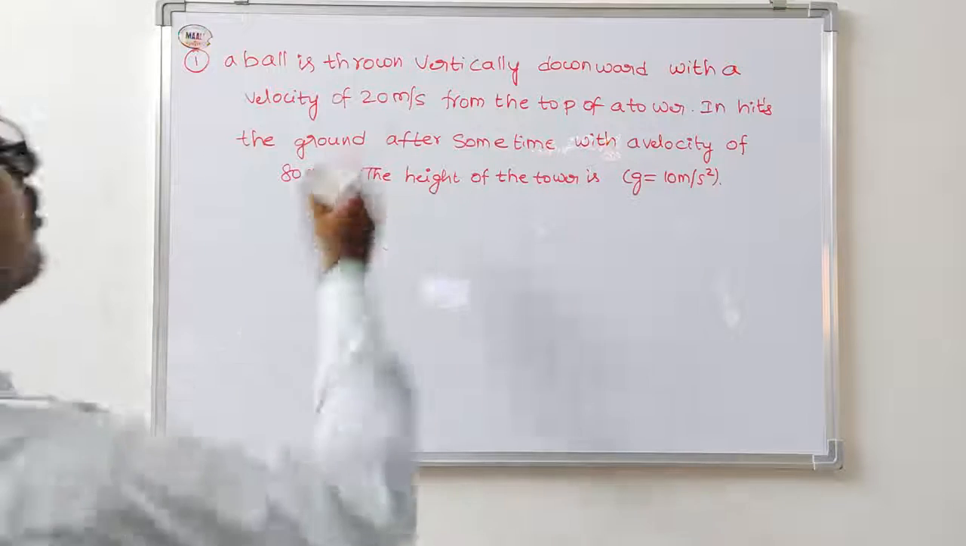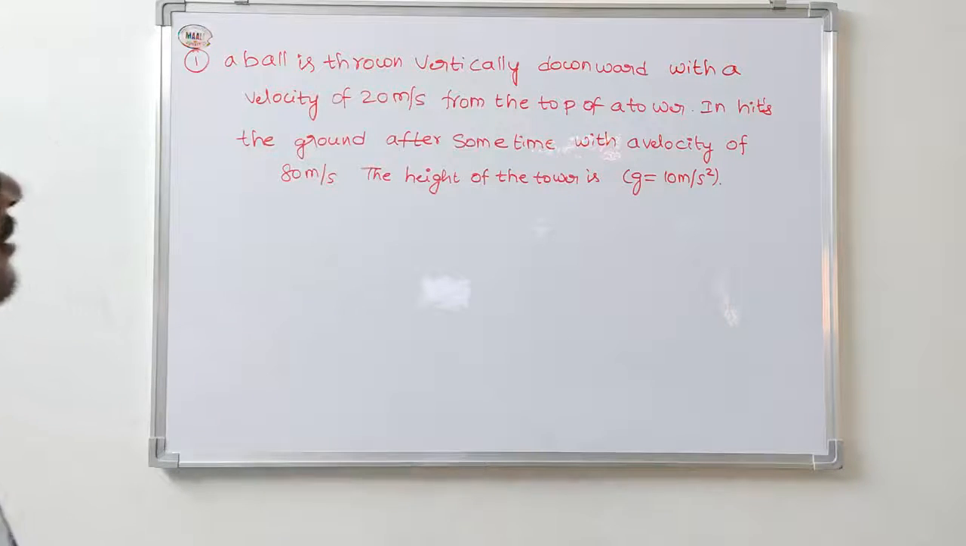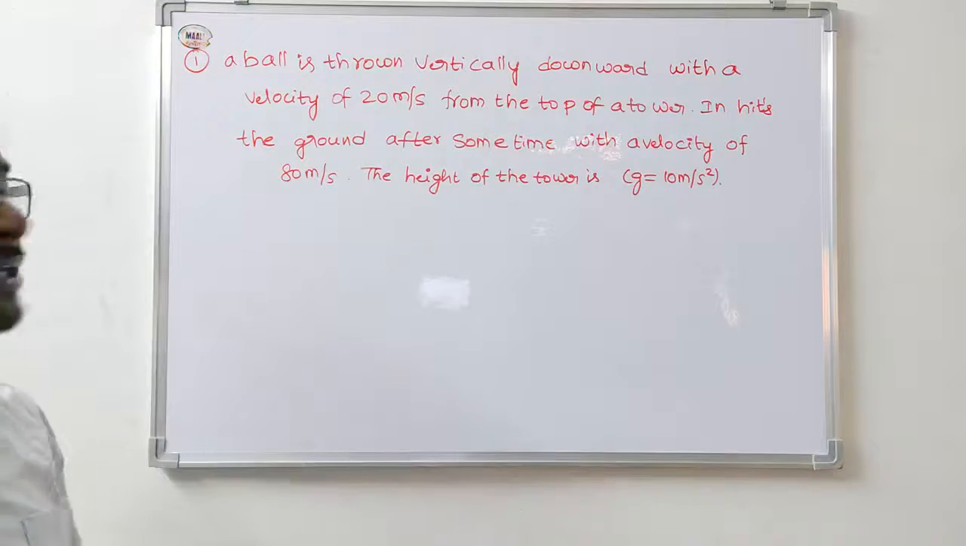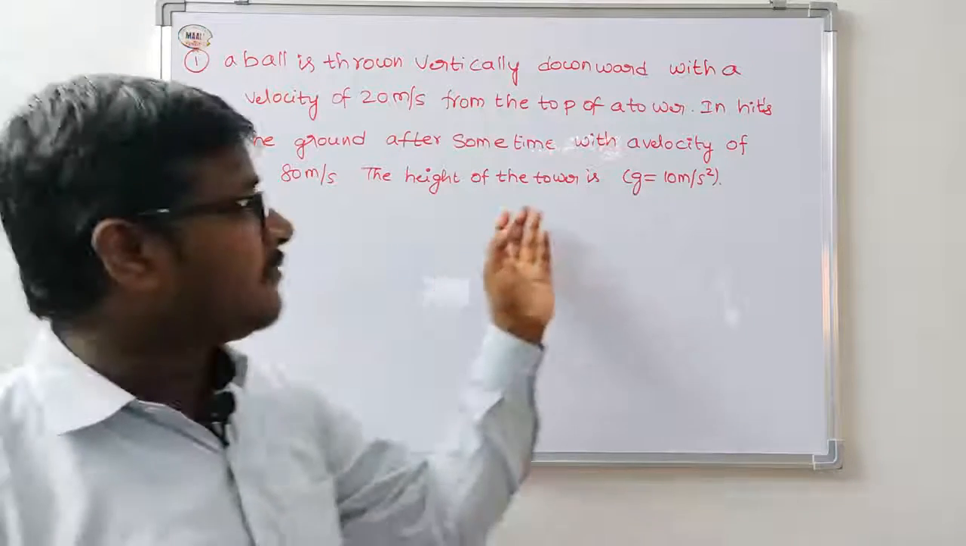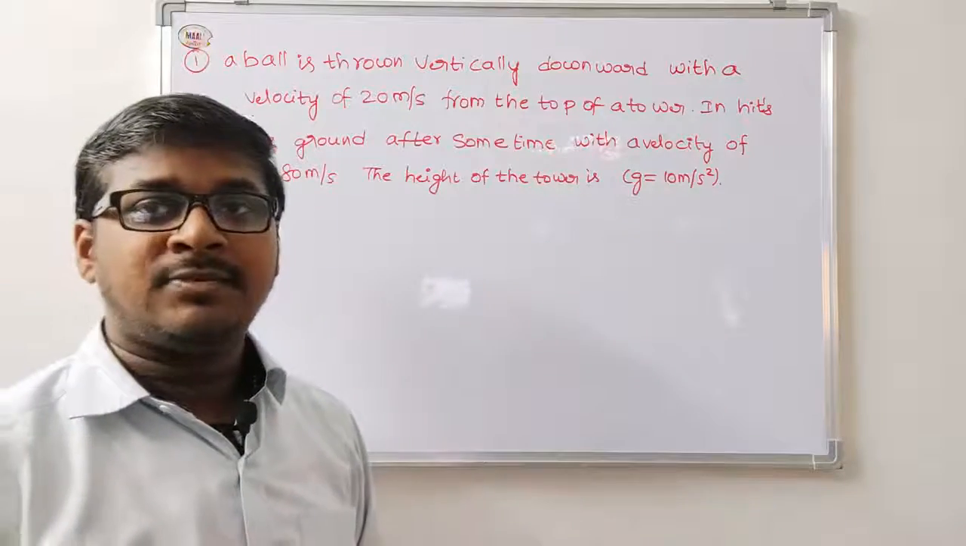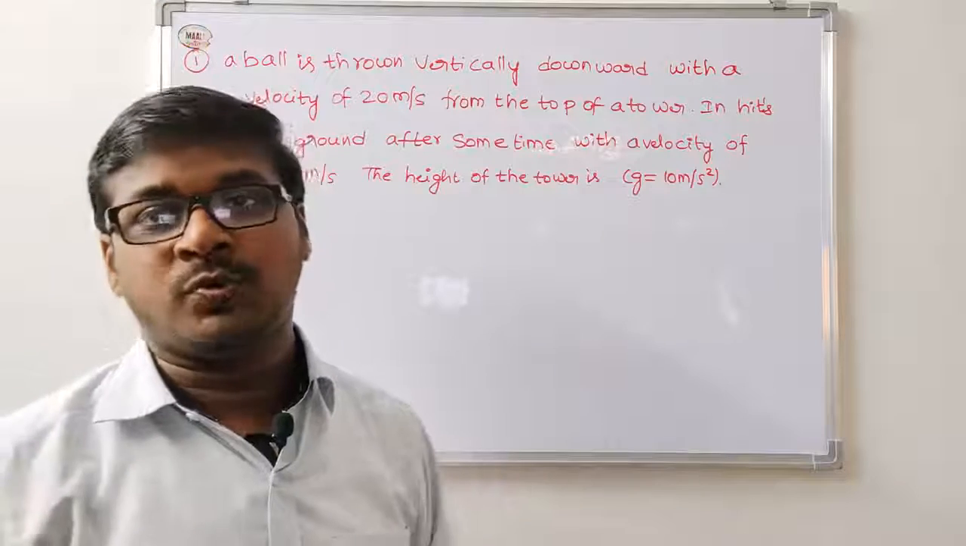A ball is thrown vertically downward with a velocity of 20 meter per second from the top of a tower. It hits the ground after some time with a velocity of 80 meter per second. Find out the height of the tower. Say the body moves vertically downward with some initial velocity u.